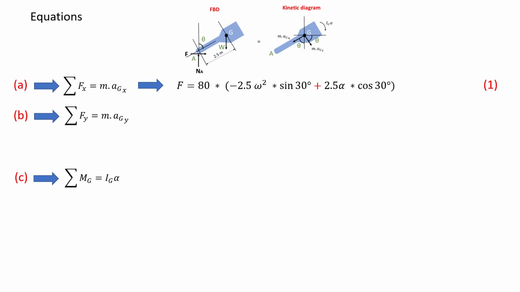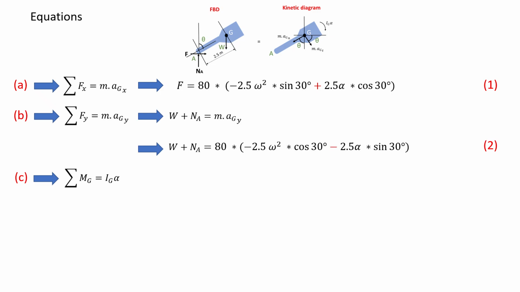Equation 2, again do the same thing. The forces in the y direction, which are the NA upward and the weight downward in the free body diagram, are going to be equal to the AT multiplied by the acceleration in the y direction in the kinetic diagram. So substitute the value we have there, and we're going to get equation 2. Now we have two equations.